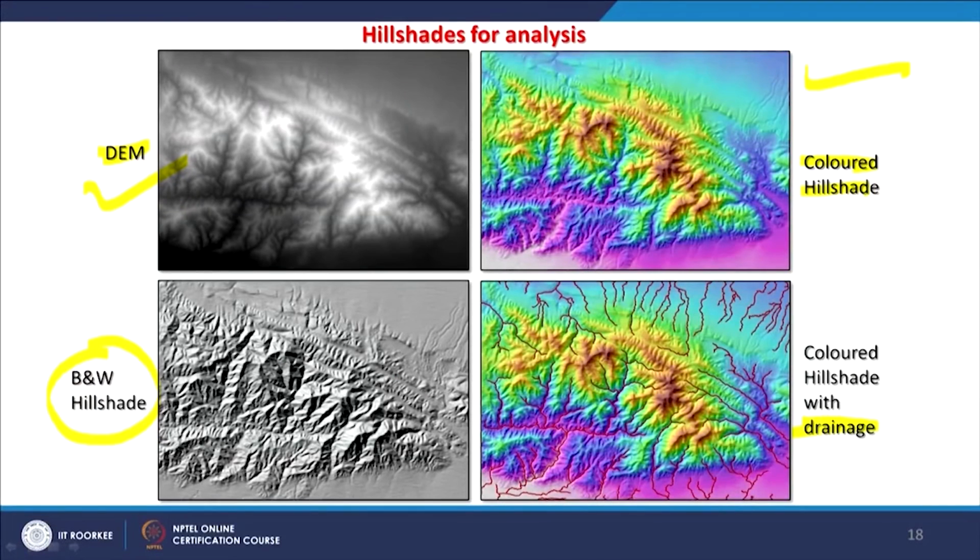Also, just for convincing that everything was done correctly, if you overlay a drainage network, it should go in the valleys. That is one way of checking that all angles and everything was fine while creating a shaded relief model. And as I have been saying, these hillshades, whether multidirectional or single directional, are very useful for various purposes.